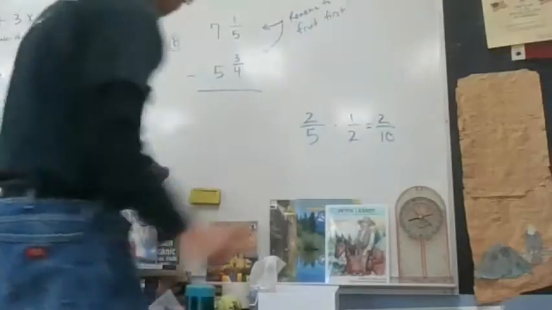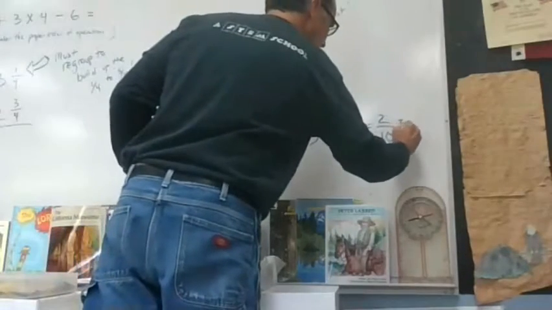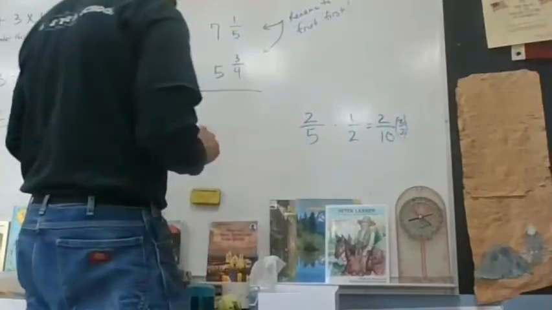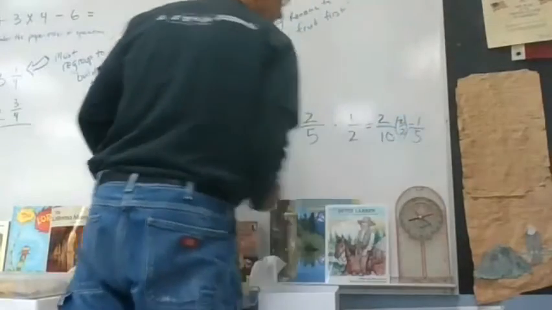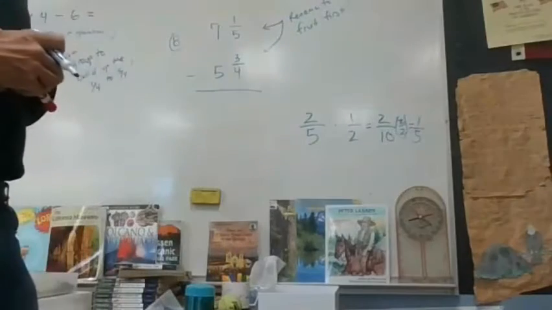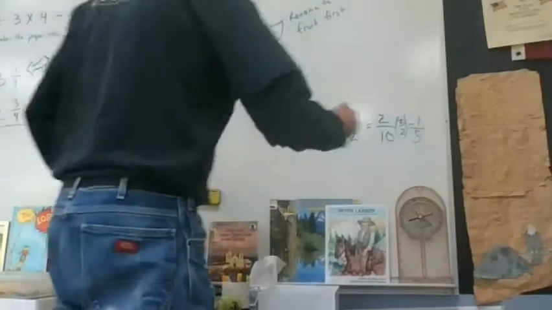Now, when we look at 2/10, they're both even numbers. That means we can use the magic 1 to divide by 2 over 2 on the numerator and the denominator, to end up with 1/5. Okay? Now remember, this is 2/5 of a half.